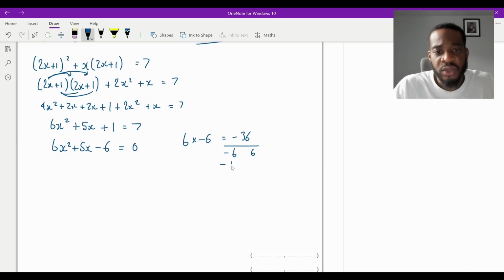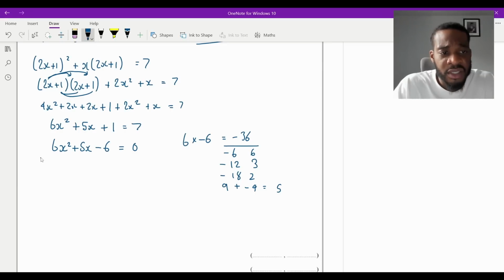We could do minus 12 and 3. We could do minus 18 and 2. Any others? 9 and 4. Yeah, perfect, isn't it? It's going to be a positive 9 and a negative 4, right? Because 9 plus minus 4 is going to give you a positive 5, and 9 times minus 4 is going to give you minus 36. So this is the one we're going to use.